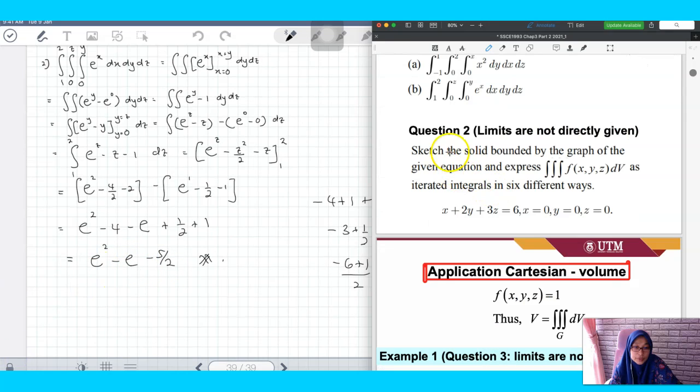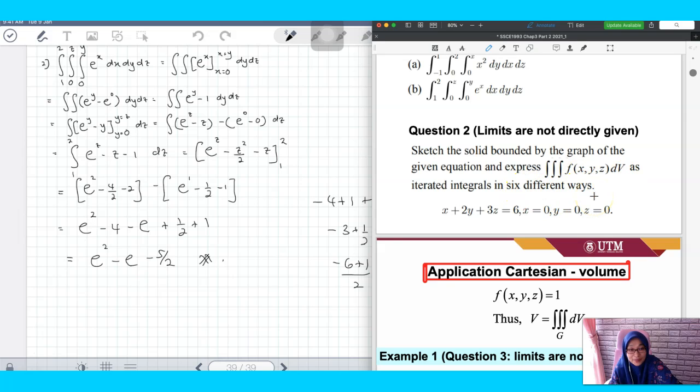So question 2. You have to sketch the solid, okay, bounded by the graphs provided here. So what is this? This is a tetrahedron, right? Bounded by all the coordinate planes. And you have to express, you don't need to solve or evaluate, okay? But just express your triple integral in 6 different ways, okay?